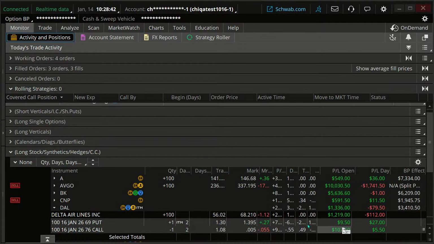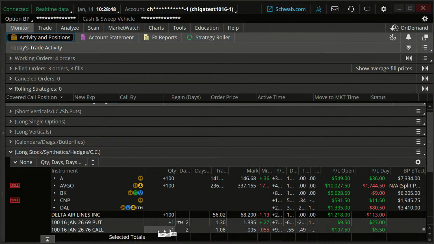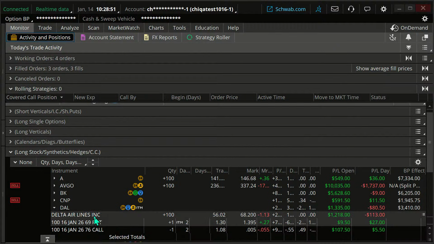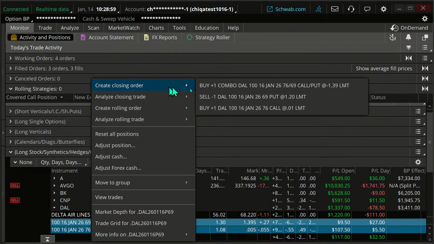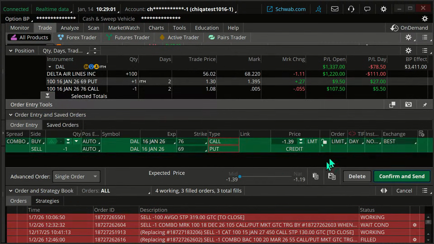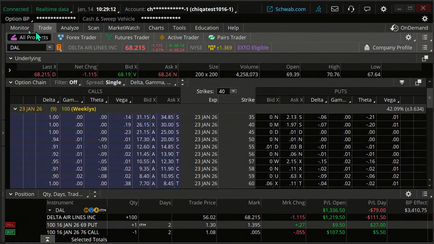And so now, look, this expires in 2 days. Anyways, this is in the money. And I don't want to get assigned with all this stuff. I want to keep my Delta Airlines stock, and I'm going to highlight both of these. I'm going to right click on this. I'm going to create a closing order. We're going to get out of this trade because the reason we put in this trade in the first place was to protect us on earnings. Earnings is past, and so we put the trade in there.